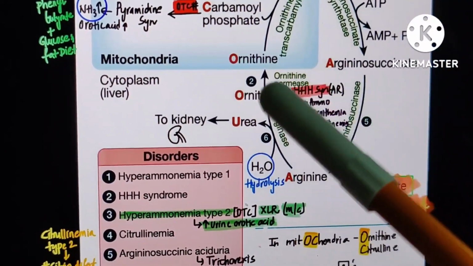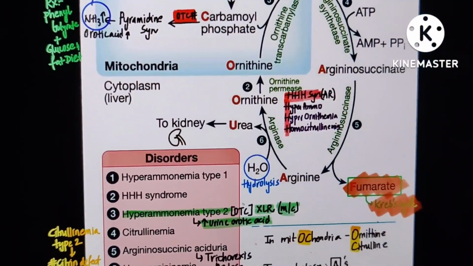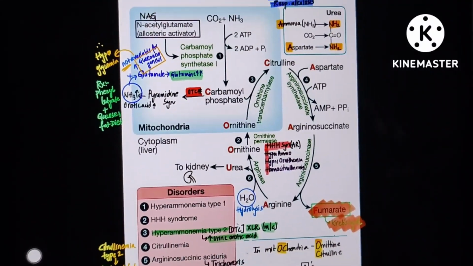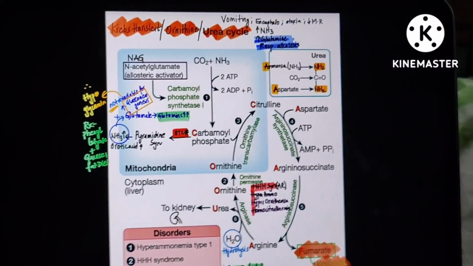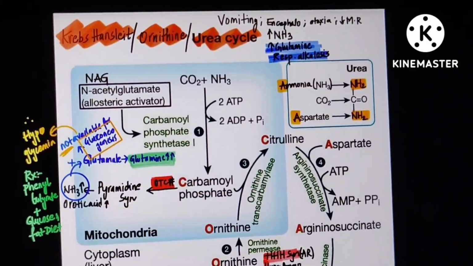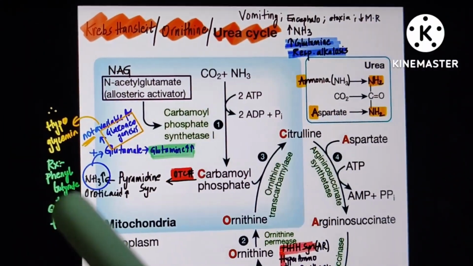Okay, now there is an important disease called HHH syndrome, which is due to the defect in ornithine permease. HHH syndrome is hyperammonemia, hyperornithinemia and homocitrullinuria. It is an autosomal recessive disorder. So this is all you need to know about the urea cycle. There are 6 important diseases that you need to remember.